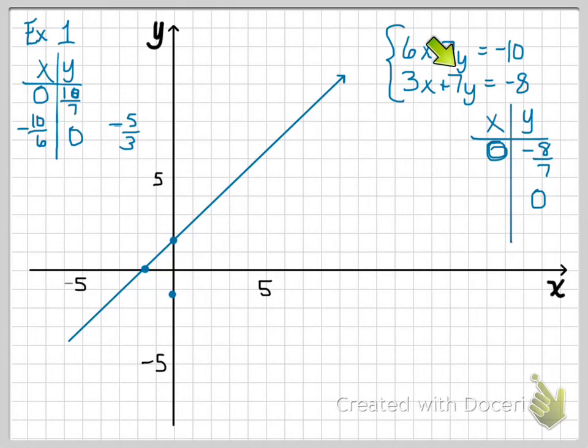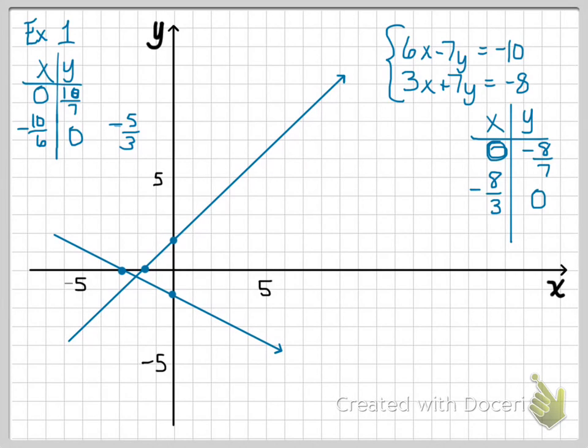So in the second equation, when y equals 0, 7 times 0 is 0. 3x is negative 8. X is negative 8/3, which is negative 2 and 2/3. So almost negative 3 over there. So where's that? About right there. And I can draw the line between those 2 points pretty roughly.